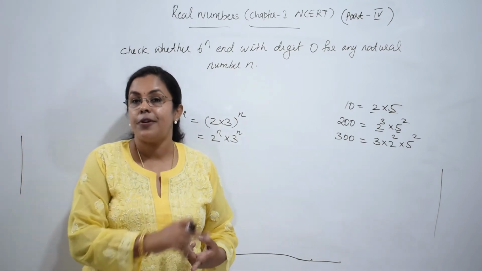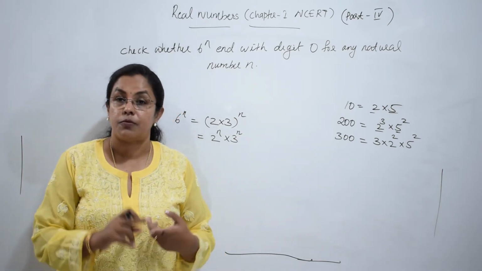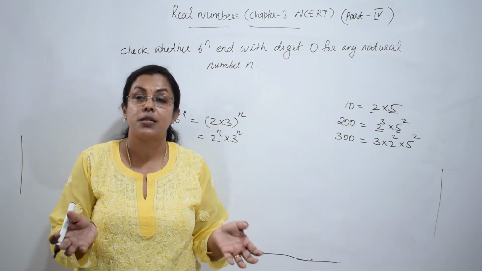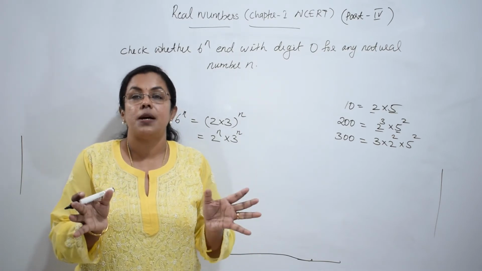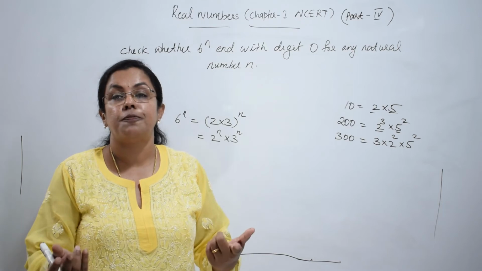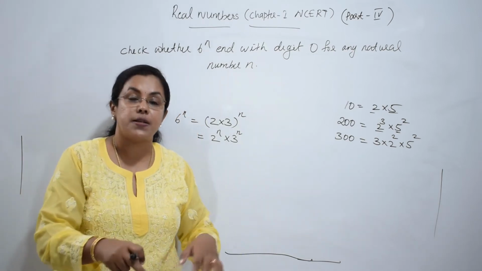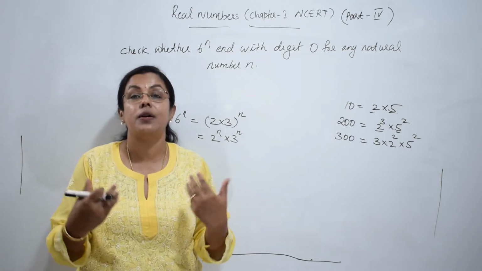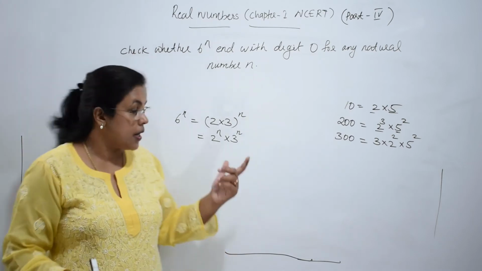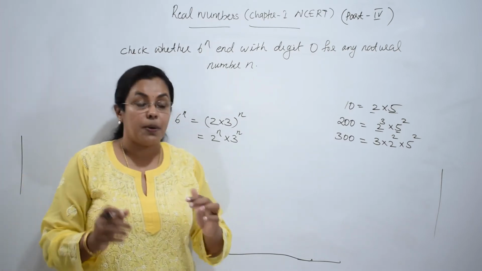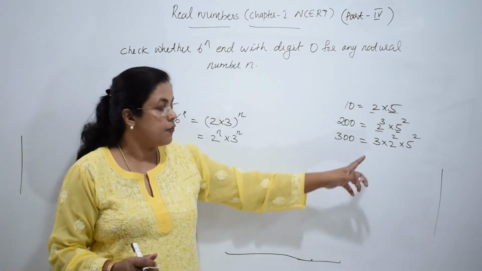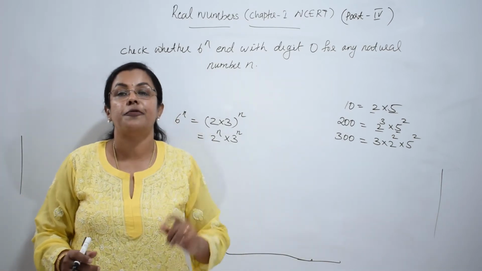So, using the fundamental theorem of arithmetic, what does it say? Every composite number can be written as the product of prime numbers in a unique way. There is only one way of factorizing it. There is no other way. So it cannot end with digit 0 because it contains only the prime factors 2 and 3, not 5.